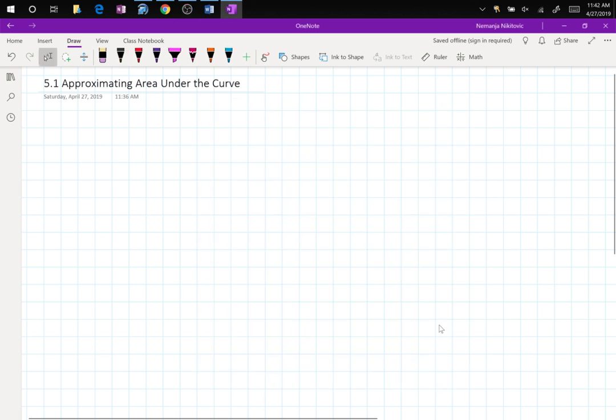We are starting chapter 5 that will explain some very basic ideas about integration. We are also going to learn the most important integration technique called U sub, all the way at the end at 5.5. Now the first section is approximating area under the curve, and for that we'll need to know that the area of a rectangle, let's say A, B, is given as A times B.